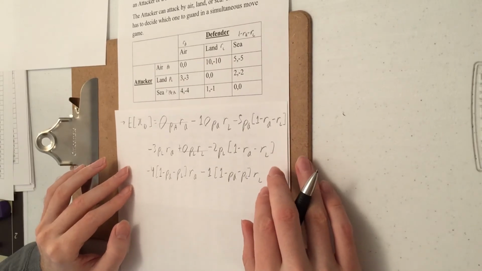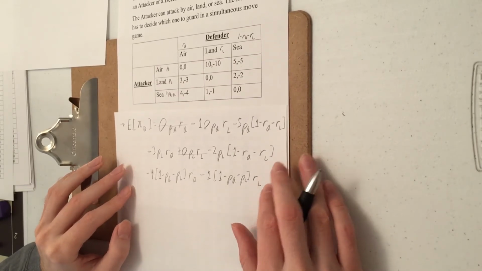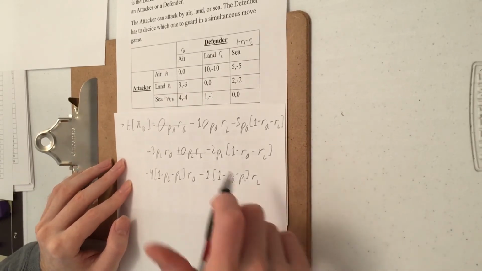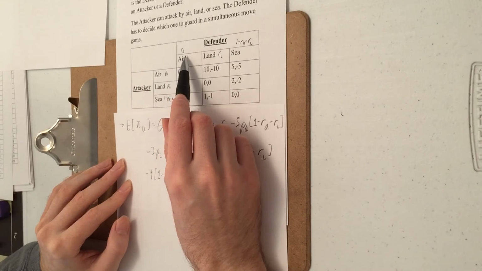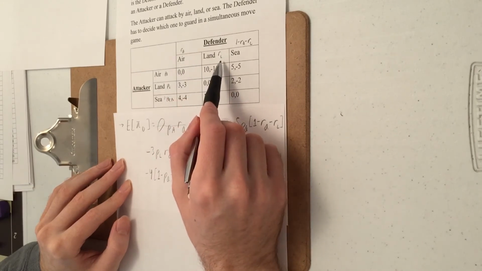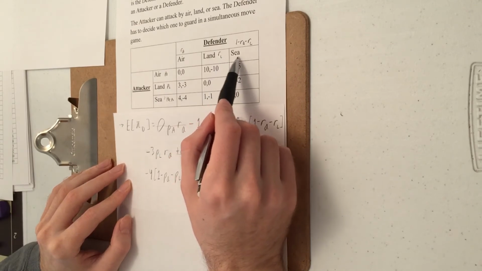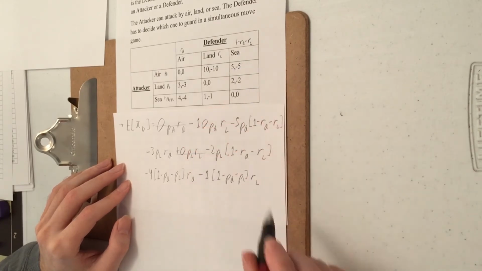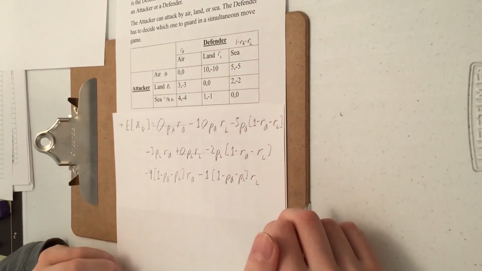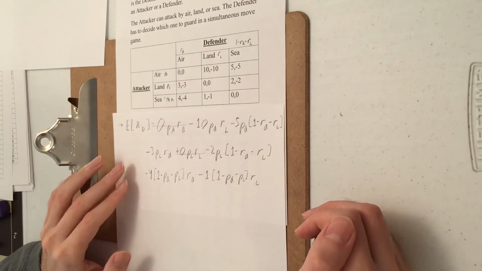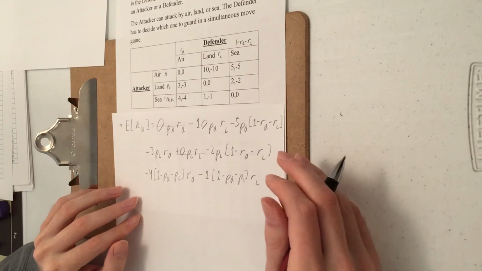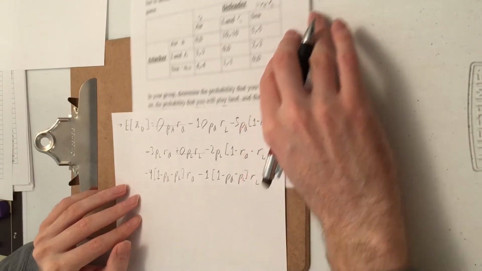So now I've got the defender's expected payoffs. The two variables the defender controls are RA, the probability the defender plays air, and RL, the probability they play land. The probability they play C is pinned down by those other two because all probabilities must sum to 1. So what we're going to do here is take partial derivatives with respect to RA and then with respect to RL and set those equal to 0.